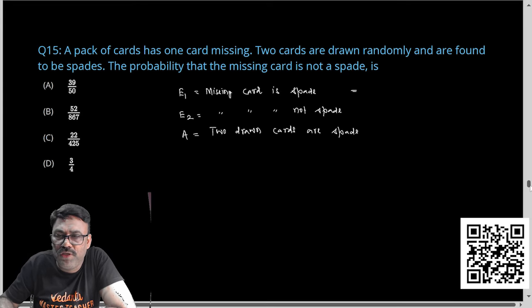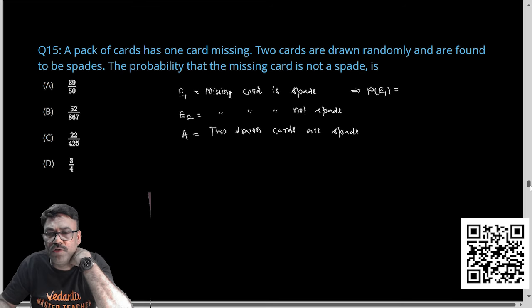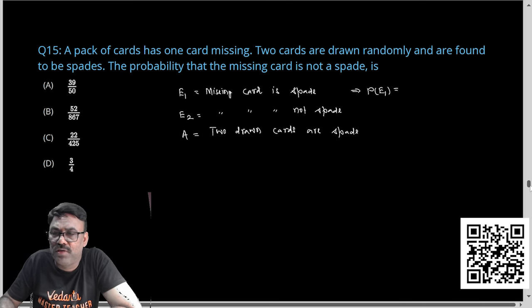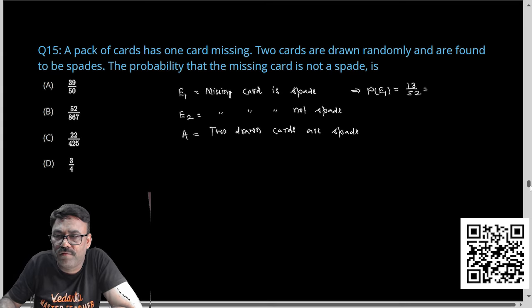Now what is this P(E1)? So see, if one card out of 52 is missing, the probability that it is a spade is 13 by 52, because 13 spades are there, so 1 by 4. And the probability that the missing card is not a spade will be 3 by 4.